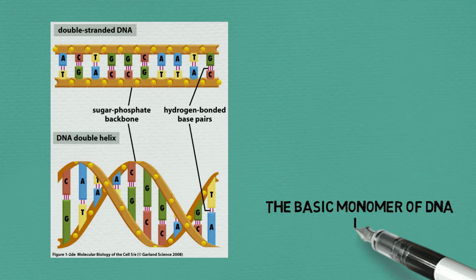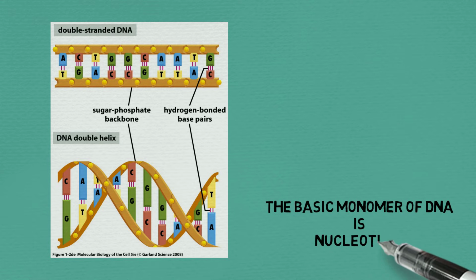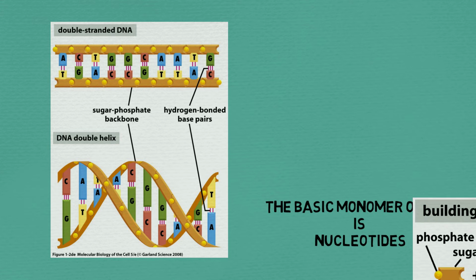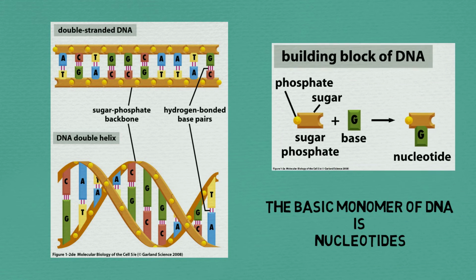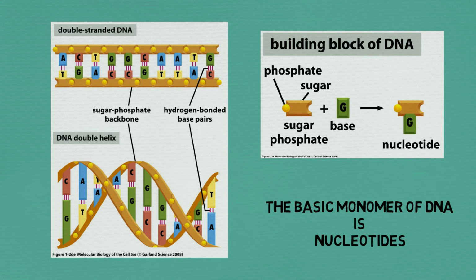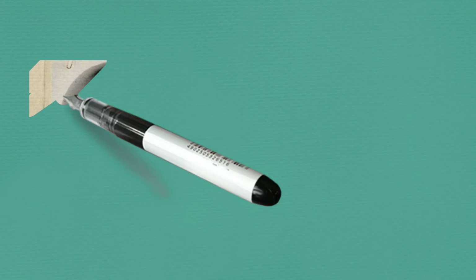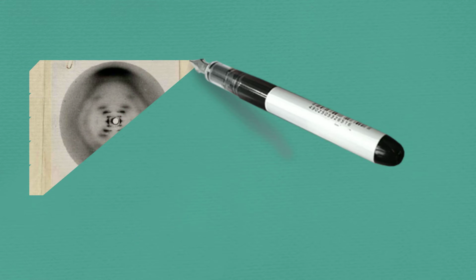What is a nucleotide made of? It's made of a negatively charged phosphate and sugar backbone added to a base. Now in DNA, there are 4 different types of bases, A, G, T, C, which stand for adenine, guanine, thymine, and cytosine.